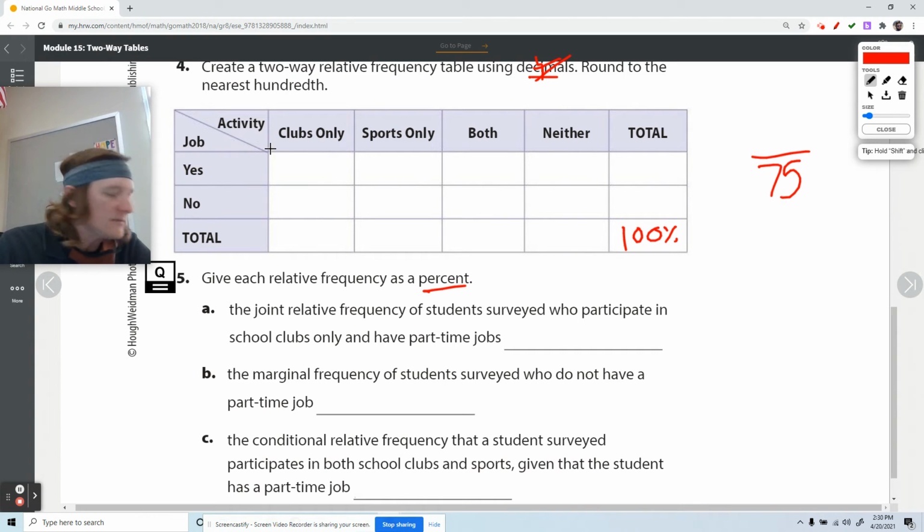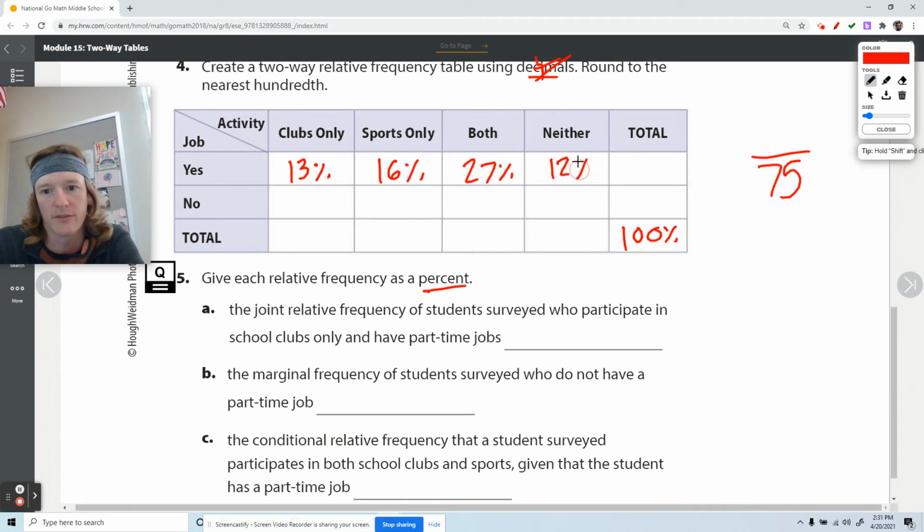We're going to round this to 13%. I got 13.333333. We're going to be able to round this. Next box, we had 12. So 12 divided by 75, we have 16%. Both, 20 divided by 75 is going to be 27%. The next one, we've got neither. It's 9 divided by 75. That's 12%. We can add these up and get our total. 13 plus 16 plus 27 plus 12 is 68% of our people have a job.